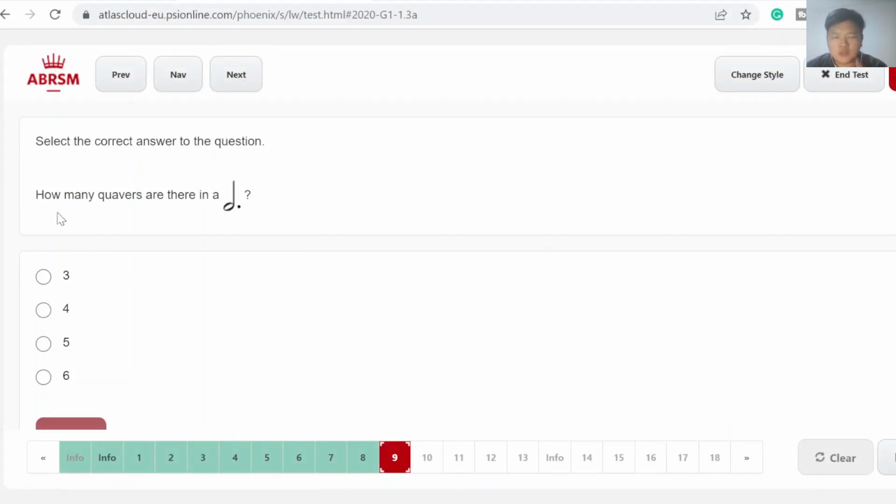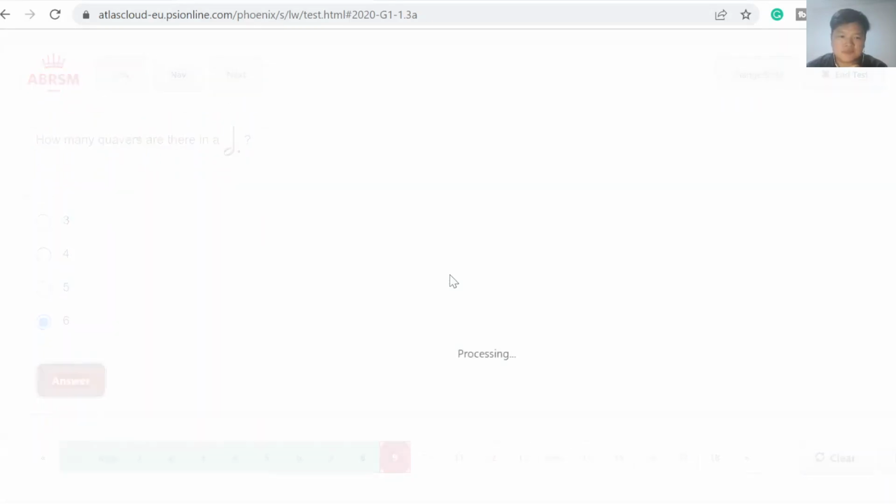Next, how many quavers are there in a dotted minim? Okay, first you need to understand what a quaver is. A quaver is a half beat, right? A quaver is a half beat, and a dotted minim is 3 beats, right? This is the half beat. This is 3 beats. So how many halves make 3? 1 beat has 2 halves, right? 3 has 6, right? So your answer is 6.